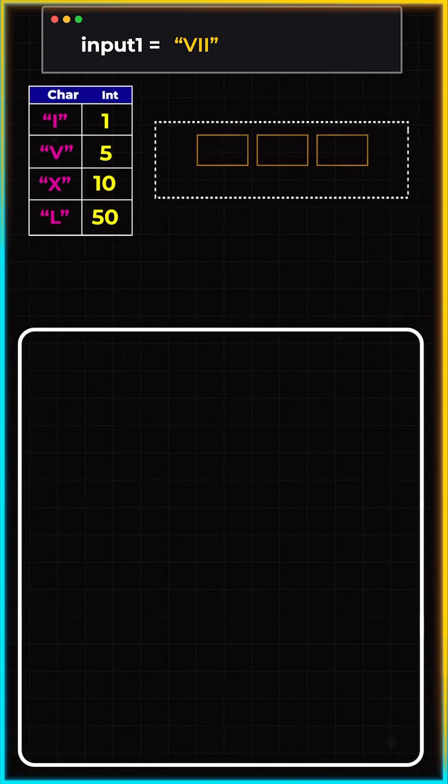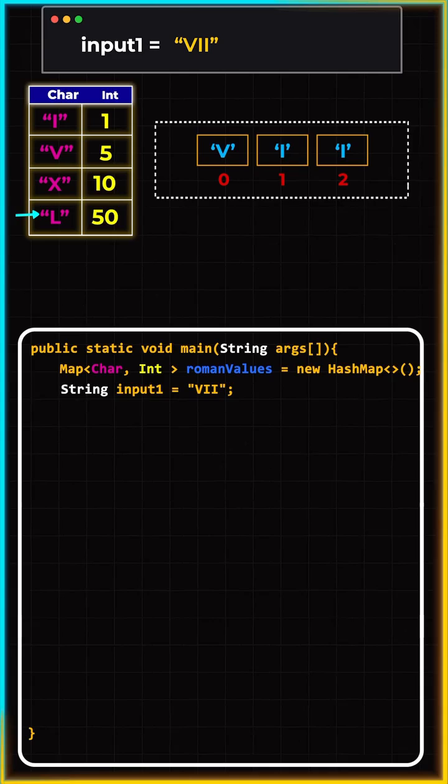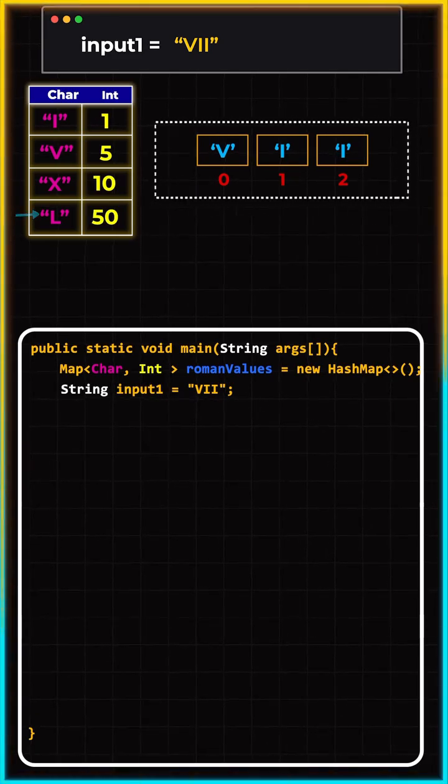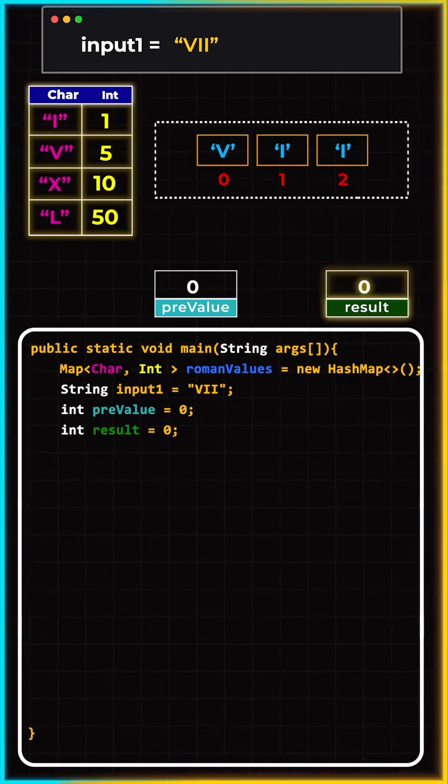We are going to use map over here. The job of the map is to store the numerals along with their corresponding values. Then we will create two variables, previous value and result, and we're going to set them to 0. At the end of the program, result is going to have the final answer.